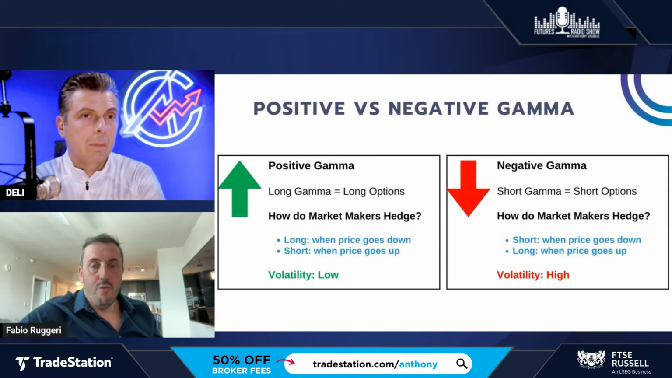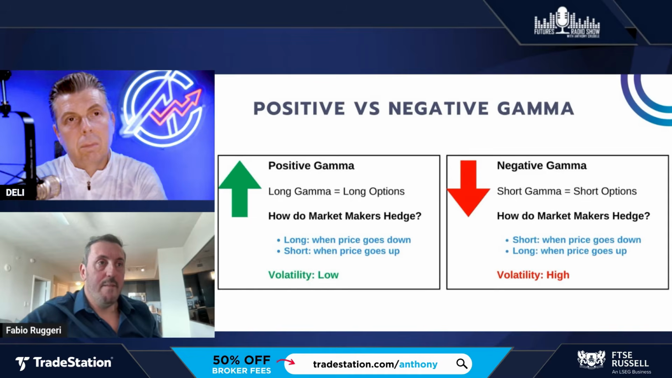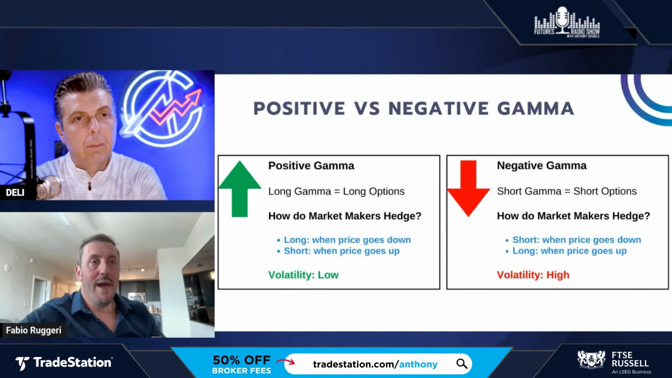This brings us to the second concept, which is negative gamma. On the other hand, in a negative gamma environment, the overall market exposure is short options, which means that more people are selling options than buying options. And this really affects how the market makers are hedging. In negative gamma, the market maker is actually selling the underlying when the price falls and going long when the price goes up. So this mechanism creates more volatility.